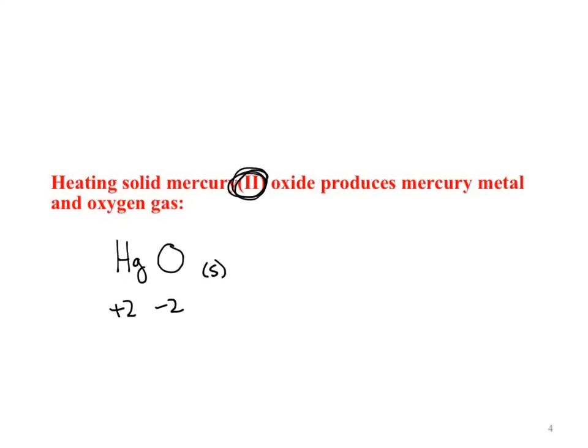When we heat it, it produces mercury metal. So what we're saying is we do a reaction. How do we specify that we've heated it? Include the delta symbol over the top or the triangle to specify that heat.